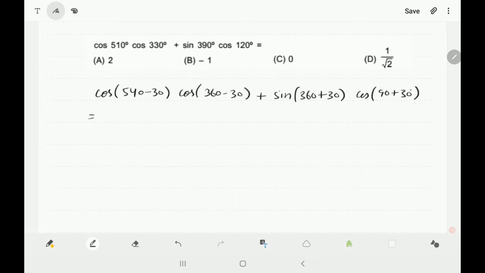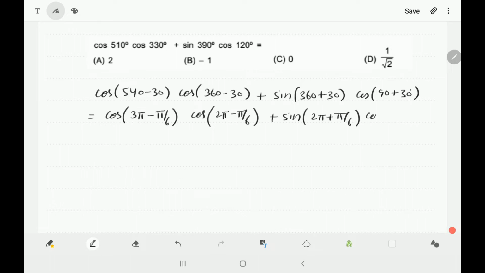Now cos of 540 can be written as cos of 3 into 180, so cos of 3 pi minus pi by 6, into cos of 2 pi minus pi by 6, plus sine of 2 pi plus pi by 6 into cos of pi by 2 plus pi by 6. Now cos of 3 pi.